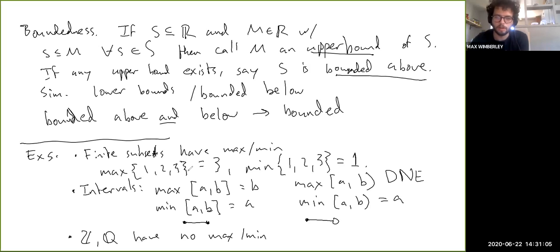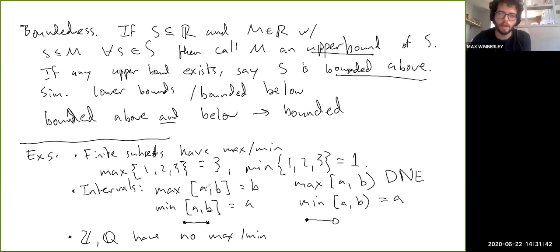1, 2, 3 is bounded, obviously. An example of an upper bound for 1, 2, 3 would be 4. That's an upper bound of the set. 17 is also an upper bound of the set. A googolplex is an upper bound of the set. 3 is also an upper bound of the set. So if a set has a maximum element, that maximum element serves as an upper bound, right? And similarly with minimum. So 1 would be a lower bound for this set, or -1, negative a million or whatever, right? Those are all valid bounds.